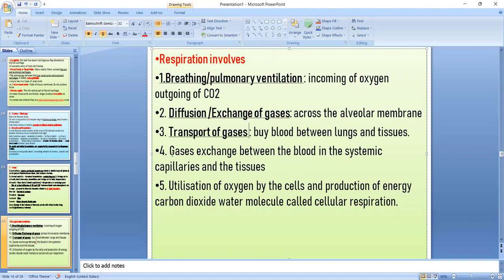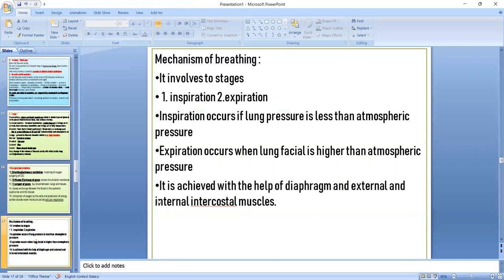We all know that gas is exchanged between the blood in the systemic capillaries and tissues. Okay, so after transport, oxygen will reach the tissues. The tissues will take over the oxygen and release the CO2 into the blood. That's it. After reaching the tissues, the oxygen is utilized for the production of energy, and carbon dioxide and water molecules are released. So this whole process is called cellular respiration. No need to explain that.